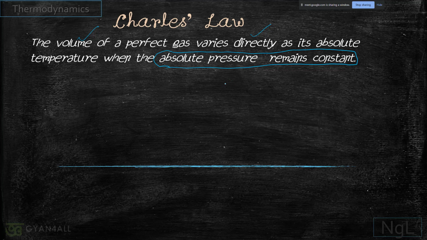From our day-to-day life experience also, we can say that with an increase in temperature, volume increases. With a decrease in temperature, volume decreases. So that is the law, Joule's law. The mathematical form is V is directly proportional to T. T is the absolute temperature, V is the volume. The condition is P remains constant.